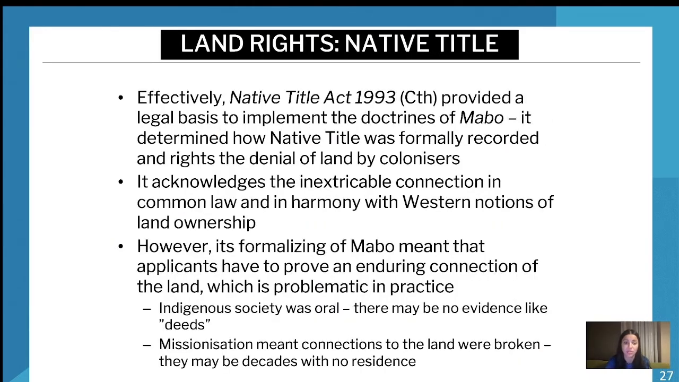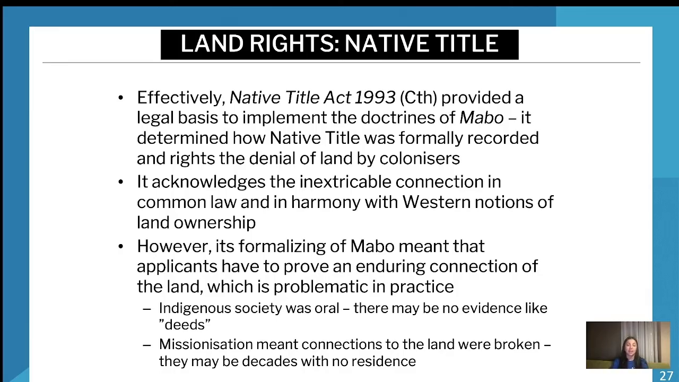towards these laws. So, the Native Title Act of 1993 provided a legal basis to implement the doctrines of Mabo. So Mabo kind of set the grounds, and the Native Title Act put it into place, because Mabo was more about the overturning and the legal language of terra nullius, while native title was like, okay, now we're going to put that into practice.